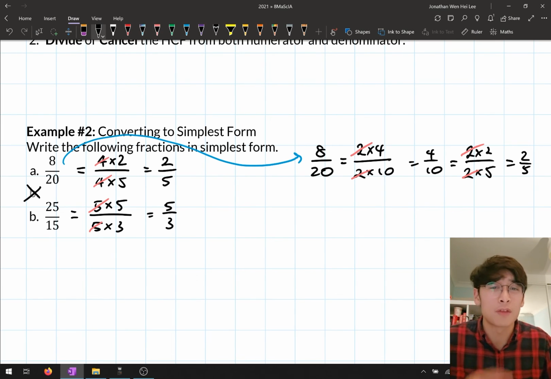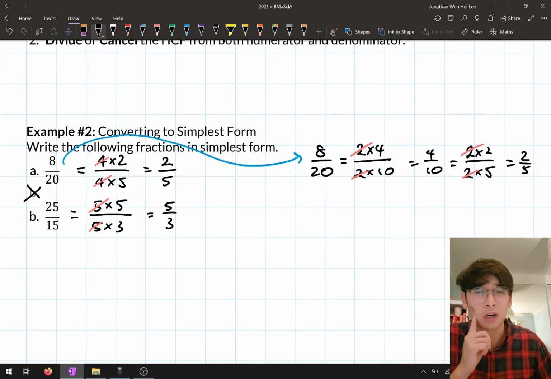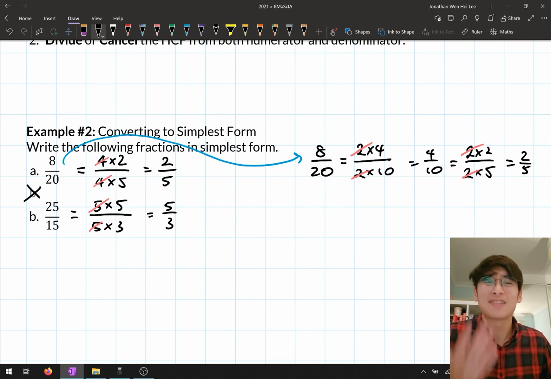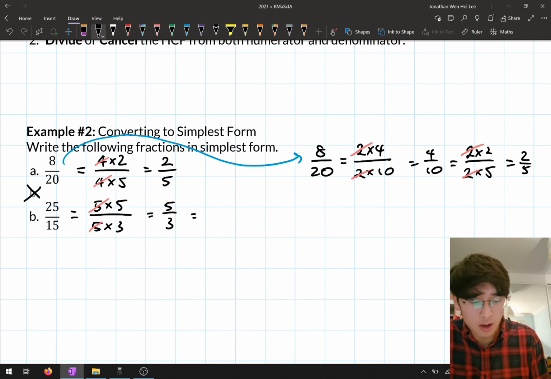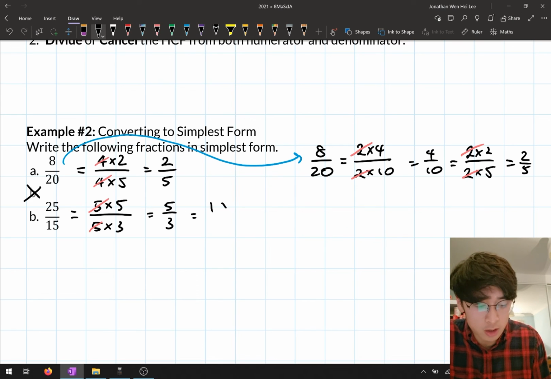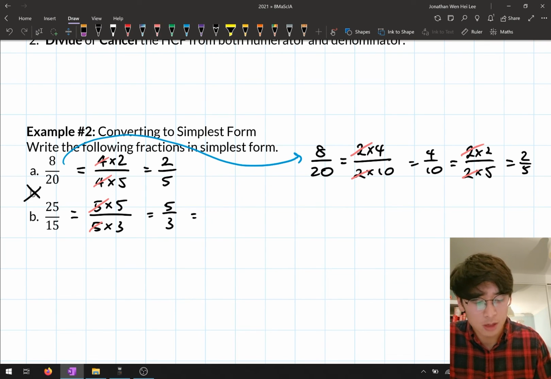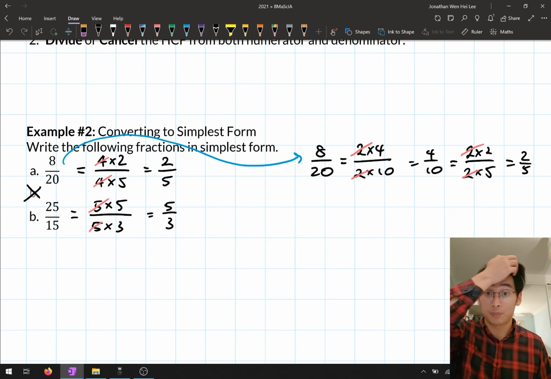And now I need to think about 5 and 3. Is there any number that can divide into 5 and 3? Now some of you might say, well, 1 can divide all numbers, so I can actually take out 1. Well, if you take out 1, it doesn't actually do anything. Let me show you. 5 is just 1 times 5, and 3 is just 1 times 3, and I can cancel out that 1. I'm still left with 5 over 3, so it doesn't really do anything. So here, I'm at my simplest form.